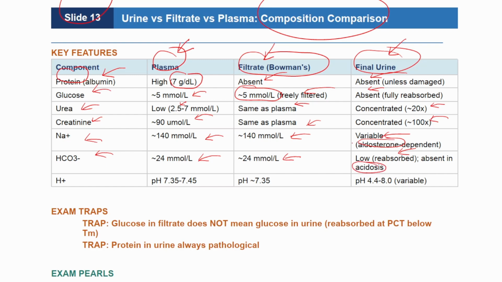Finally, hydrogen ion concentrations are best viewed through pH. Shifting from a tightly controlled plasma pH of 7.35 to 7.45 down to a slightly more acidic filtrate pH of approximately 7.35 before opening up to a highly variable final urinary pH range of 4.4 to 8.